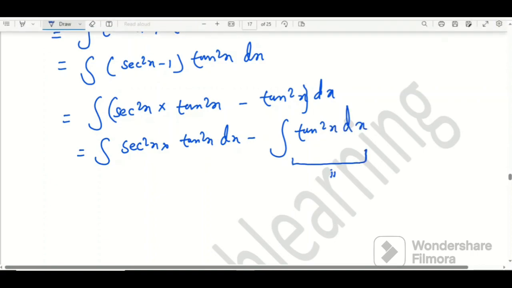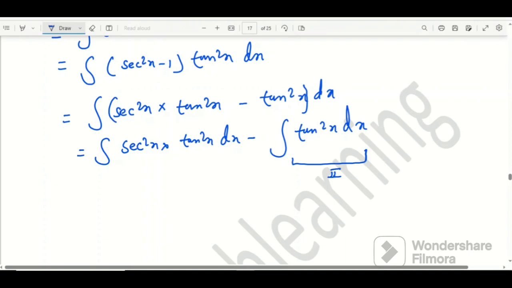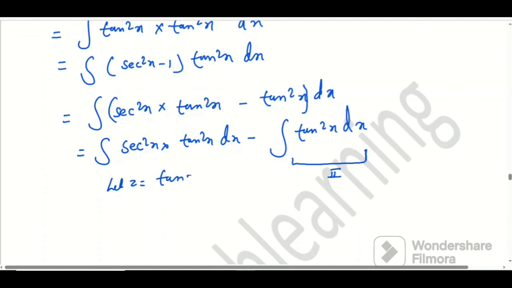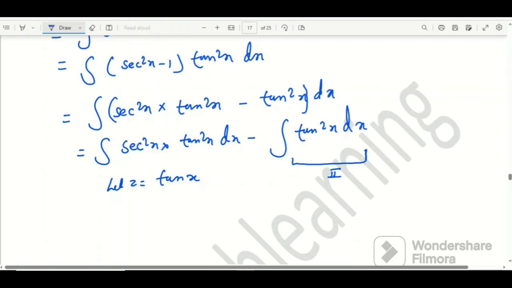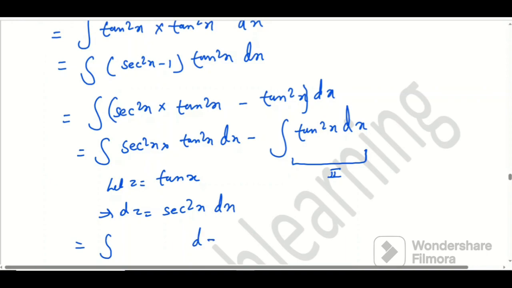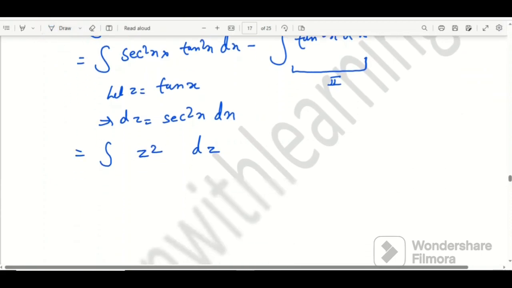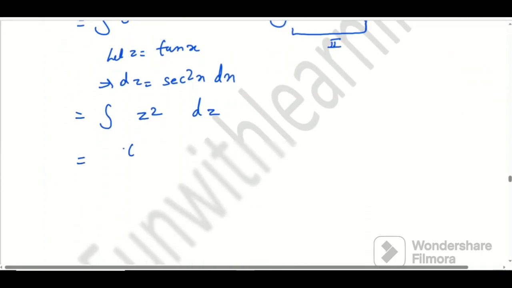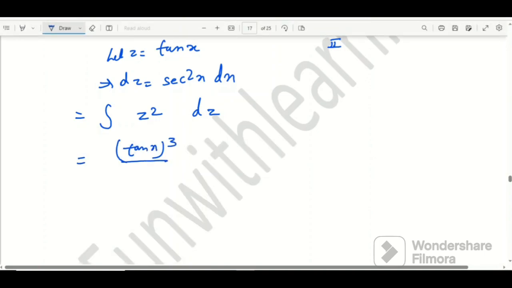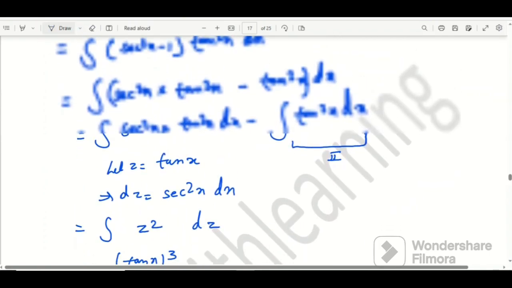This second part we can easily integrate. For the first part we can use substitution method. Let z equal to tan x. Why we are using this substitution method? Because we know differentiation of tan x is sec square x, and we'll substitute sec square x dx by dz. So dz equal to sec square x into dx. We are replacing this thing by dz and tan square x by z square. So we'll get z cube upon 3, so tan x whole cube upon 3. And whatever you will get by solving this second part, this will give you the required answer.